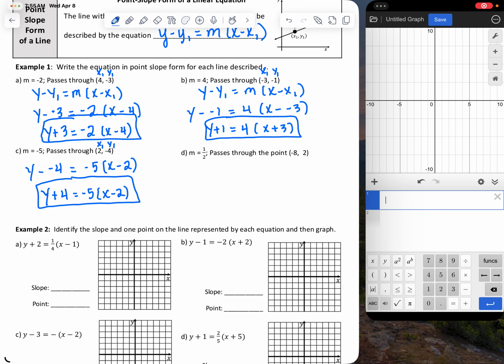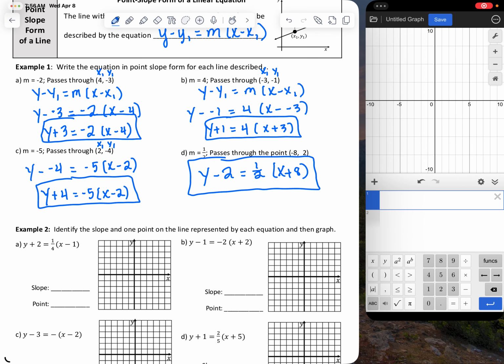Now, pause the video and try problem D on your own. All right, welcome back. Let's see how you did. So I put y minus 2 equals 1/2 times the quantity x plus 8. So if you got anything wrong, please pause the video at this time and correct any answer you got incorrect.